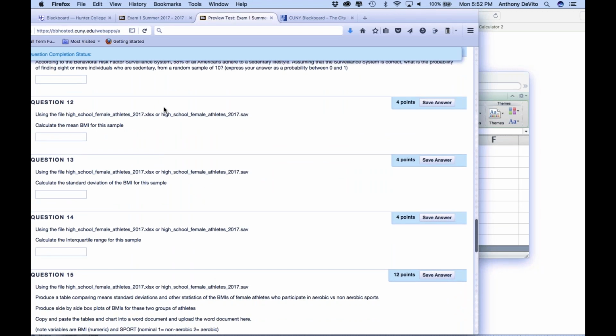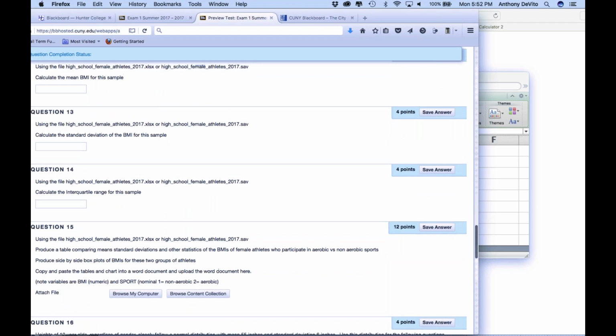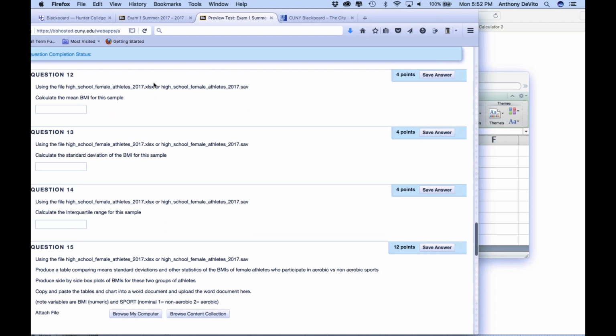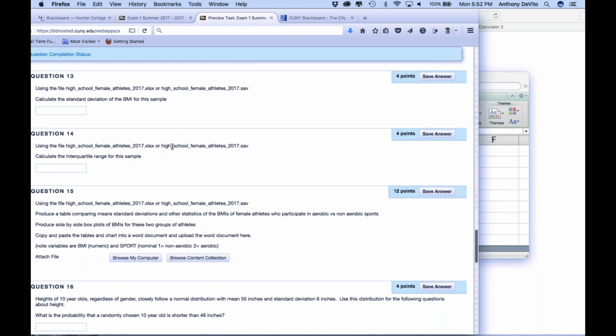Okay, female athletes. I'm not going to bother opening up. I think you've already done this for a simple situation where you can use SPSS or Excel to find basic descriptive statistics. The only thing that might be a little bit tricky for you is when I ask you to factor this into 2 groups.